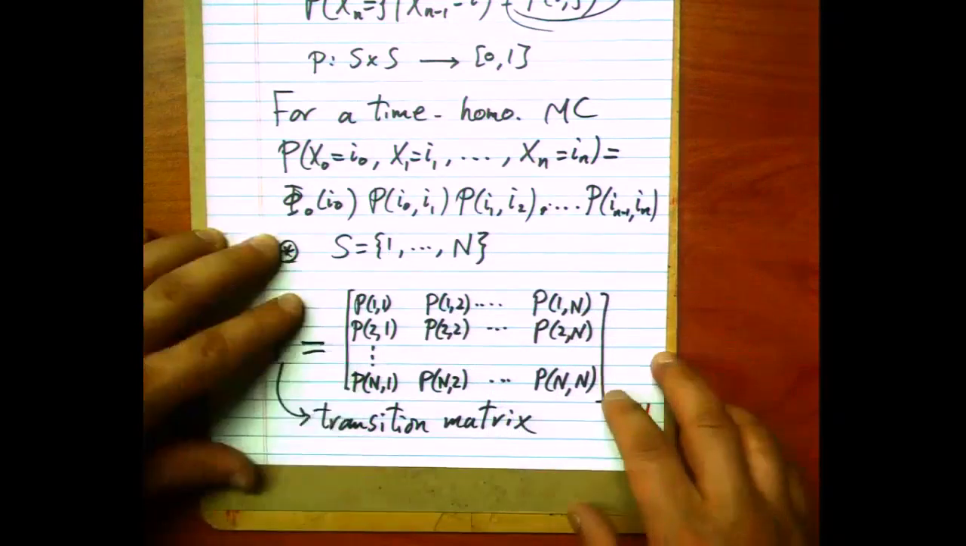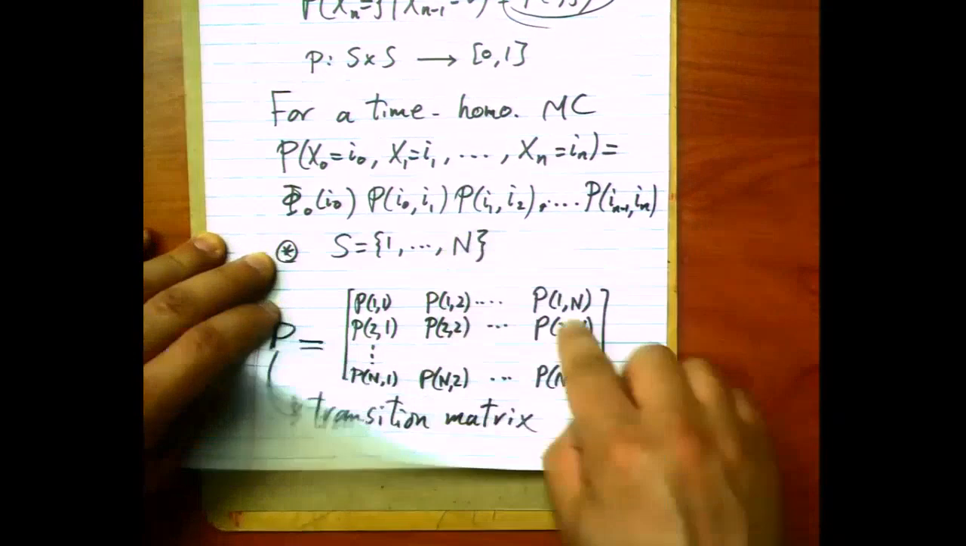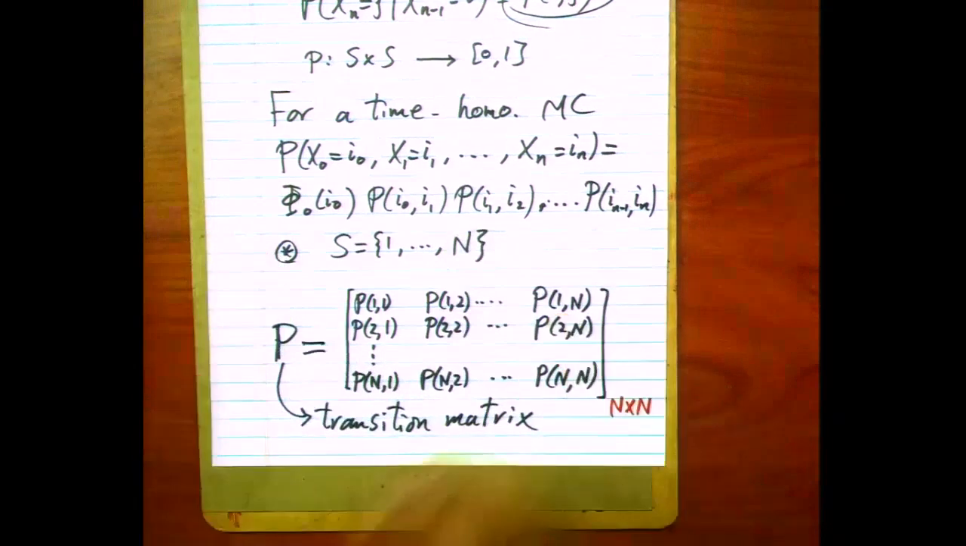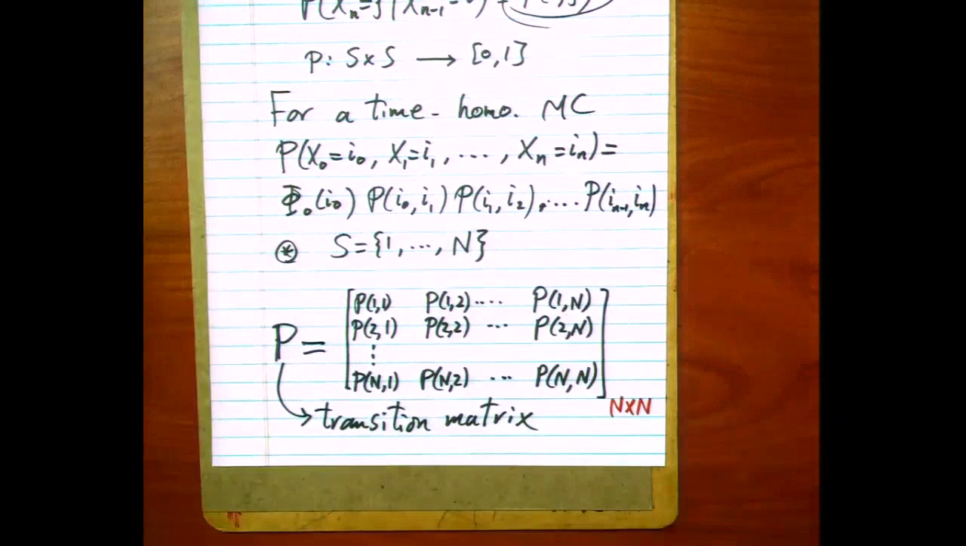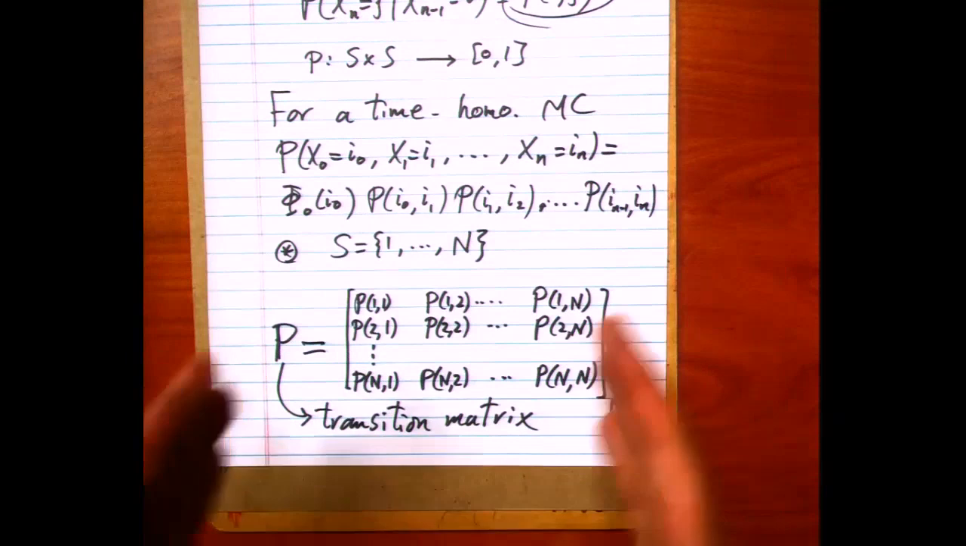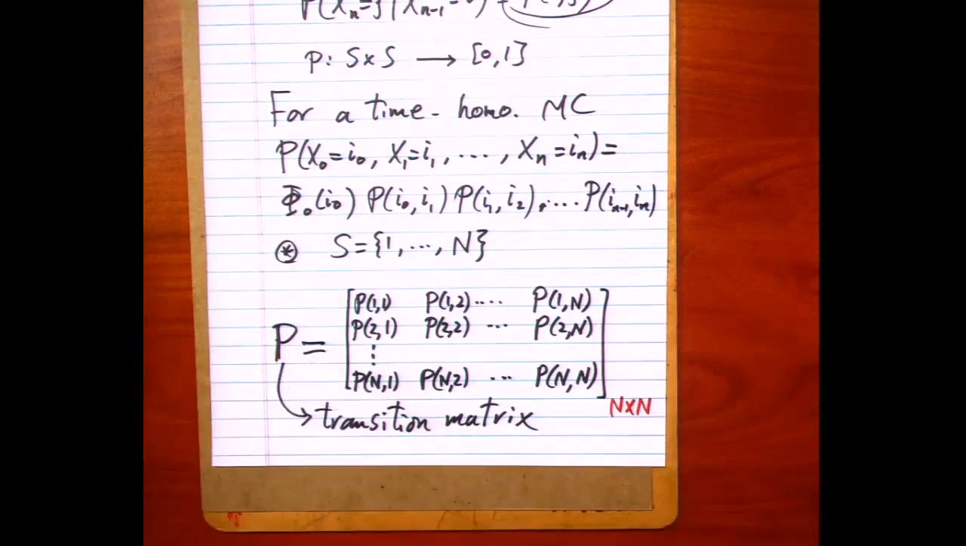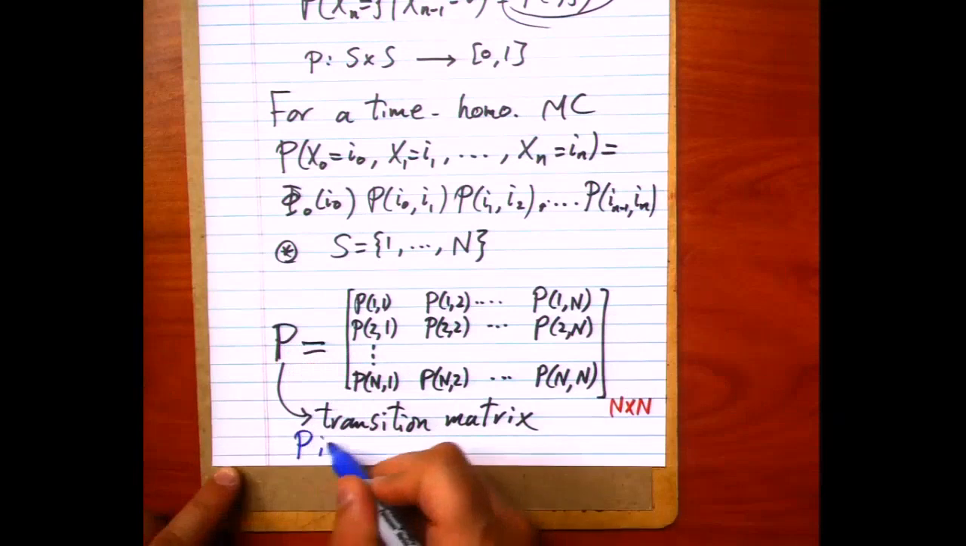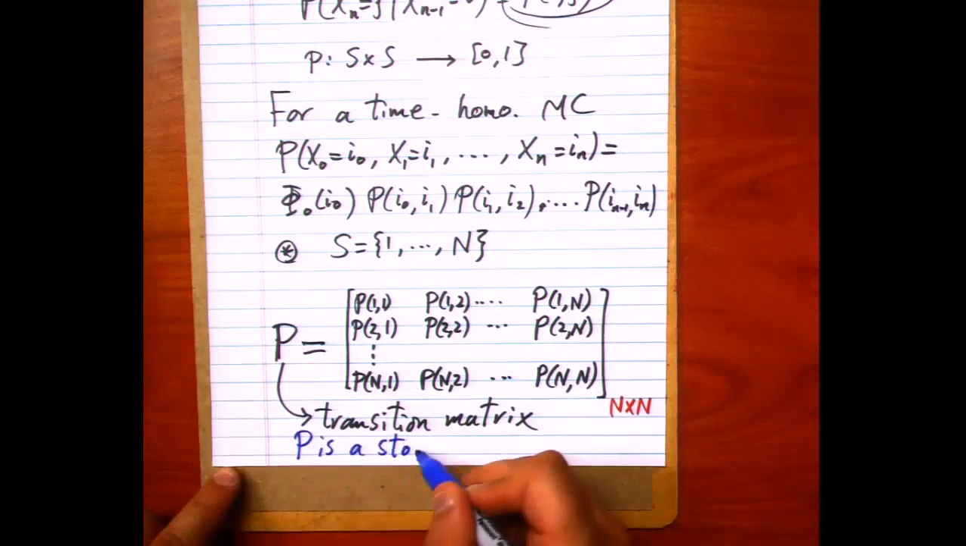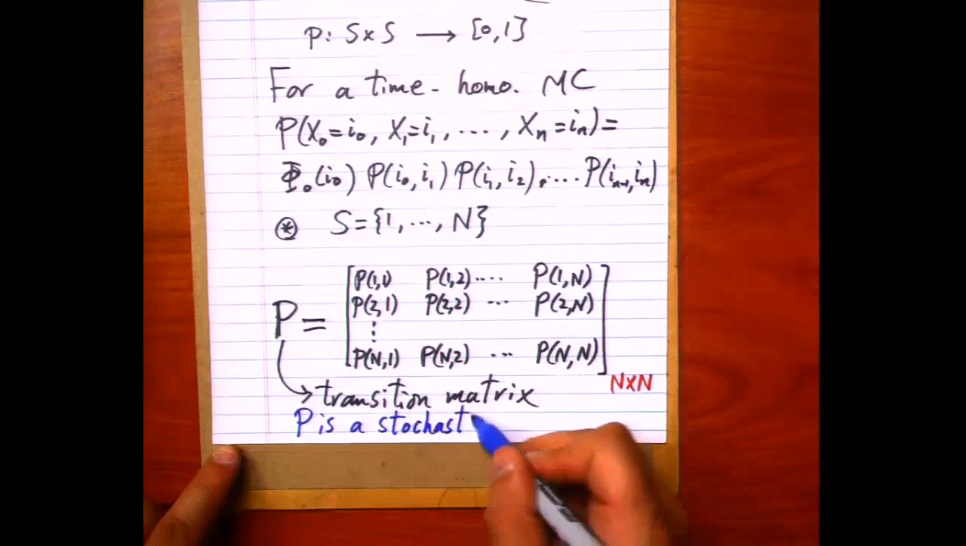This P is called a stochastic matrix. Stochastic matrices are general topics. They don't have to be transition matrices. But this transition matrix is a stochastic matrix.